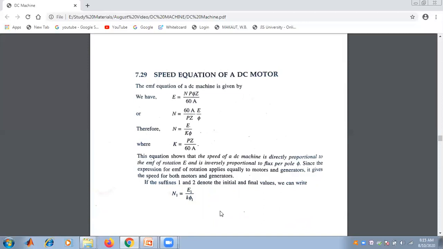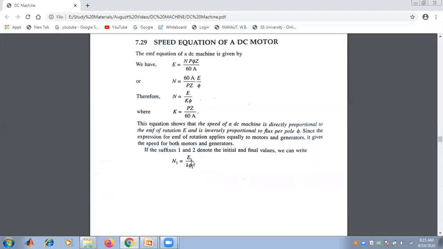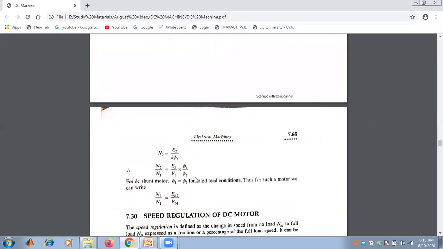Since the expression for EMF of rotation applies equally to motors and generators, it gives the speed for both motor and generators. Thus, suffixes 1 and 2 denote the initial and the final values. So we can write N1 equal to E1 by K into phi 1, and N2 can be written as E2 by K into phi 2. So N2 by N1 can be written as E2 by E1 into phi 1 by phi 2.